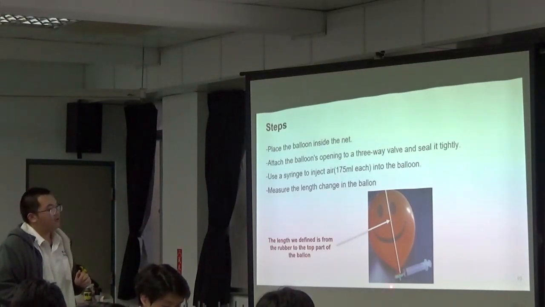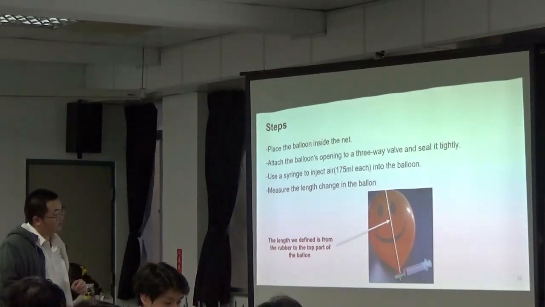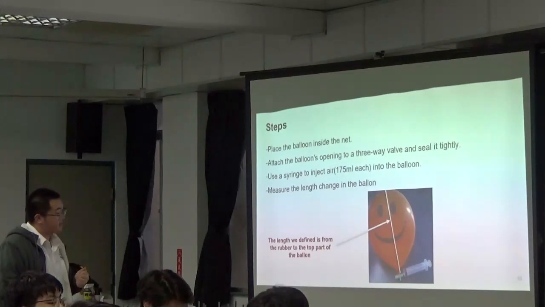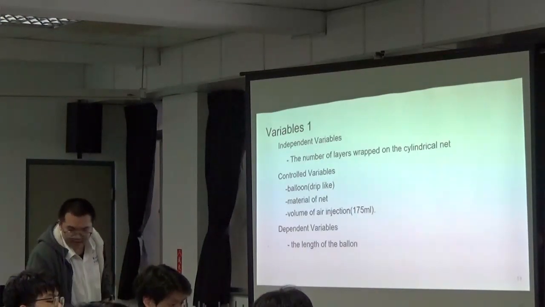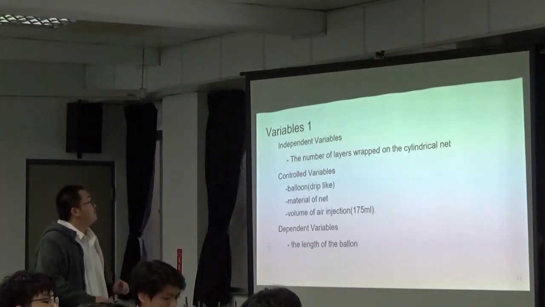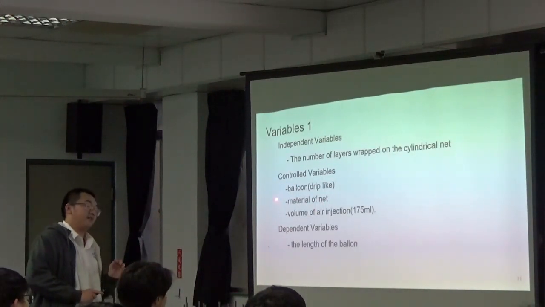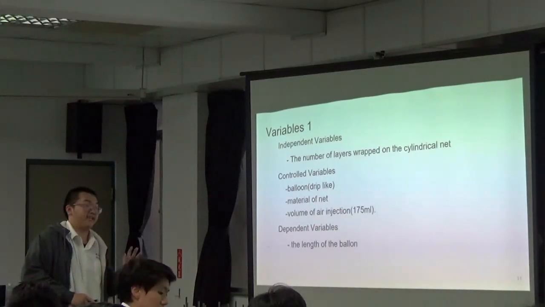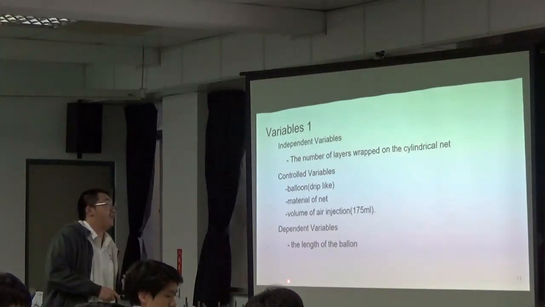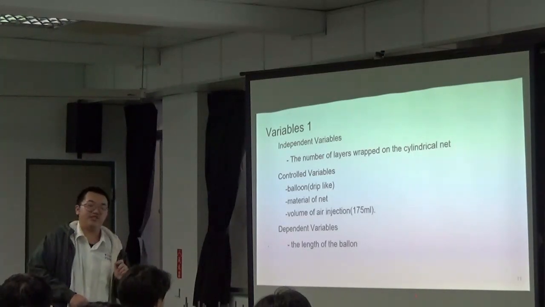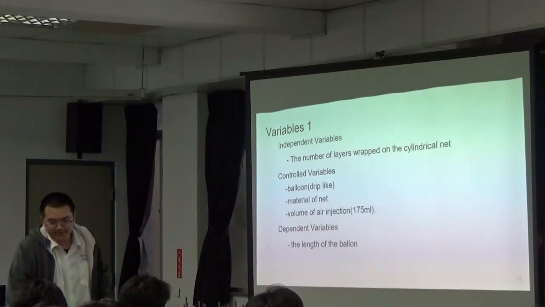The length we define is from where we seal the air muscle, using the rubber to seal it on the 3-way valve, to the top part of the balloon. So this is the first variable: we change the number of layers wrapped on the cylindrical net. The control variables include the balloon's shape, which I said is the drip one, and the material of the net, which will all be from the same grain and just the same nets. And the next one is the volume injected each time, which is 175 milliliters, and the focus will be on the length of the balloons.